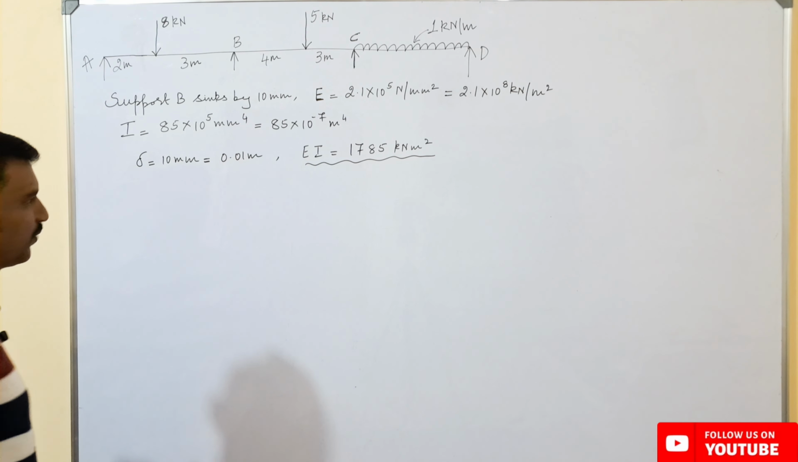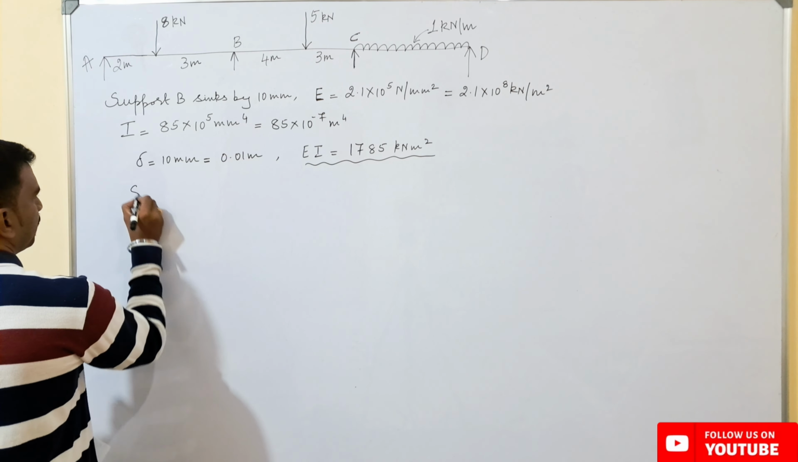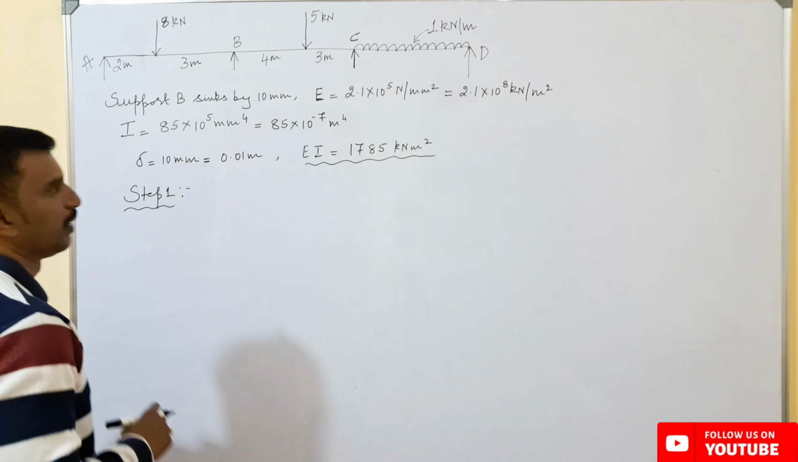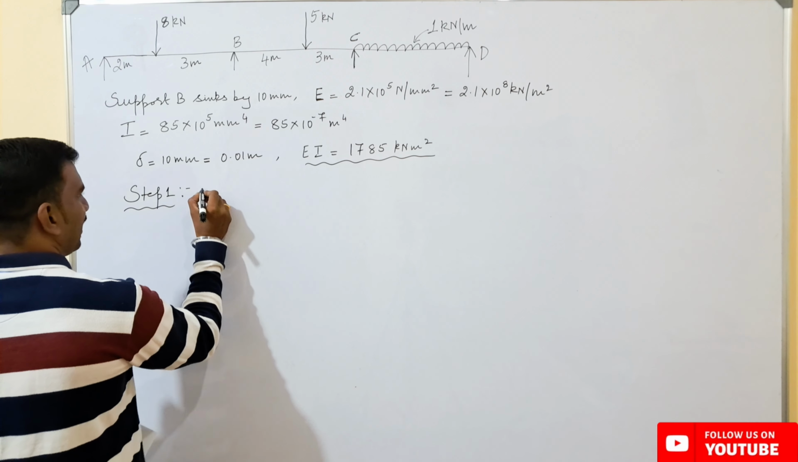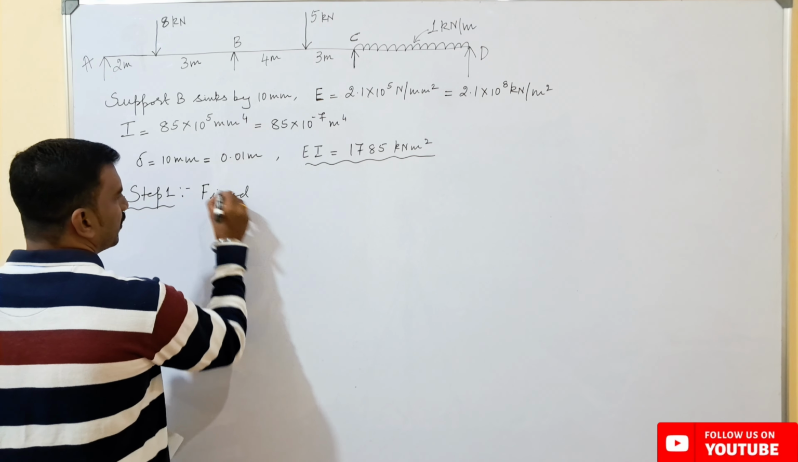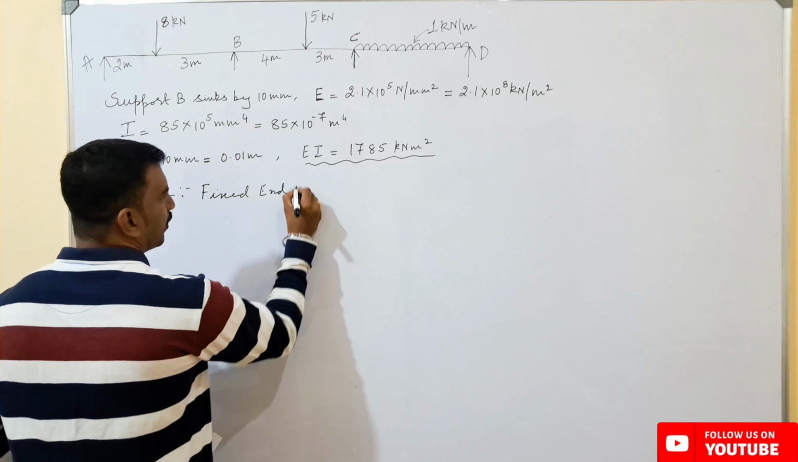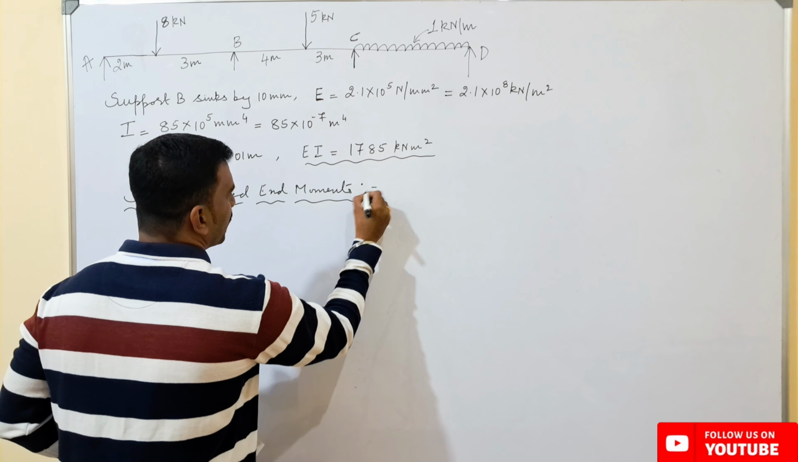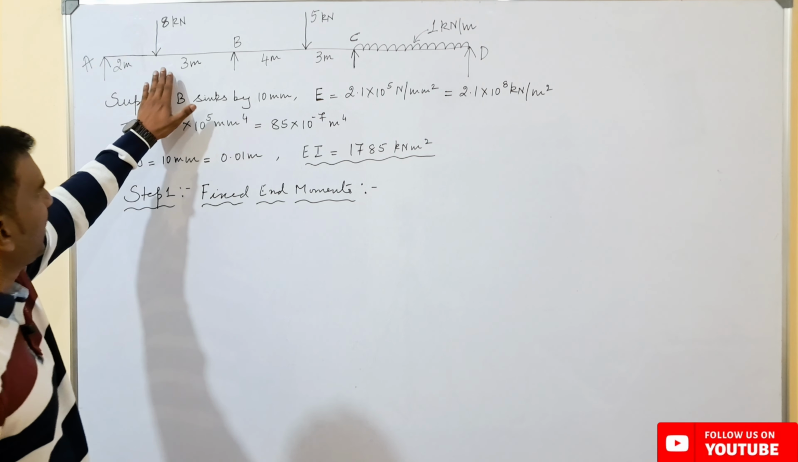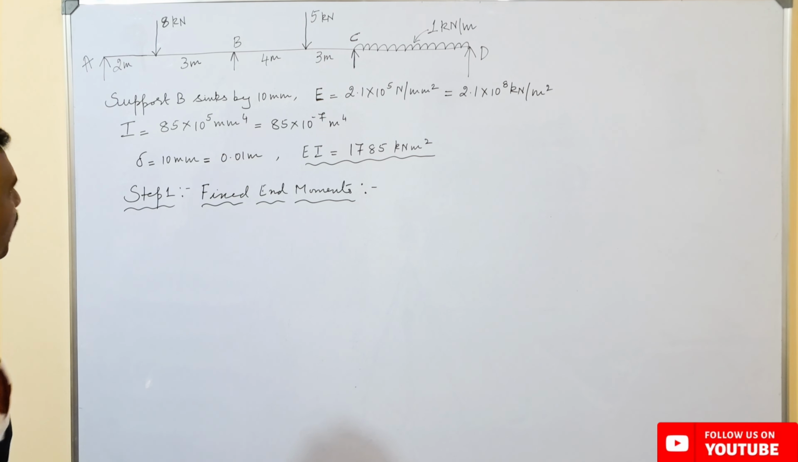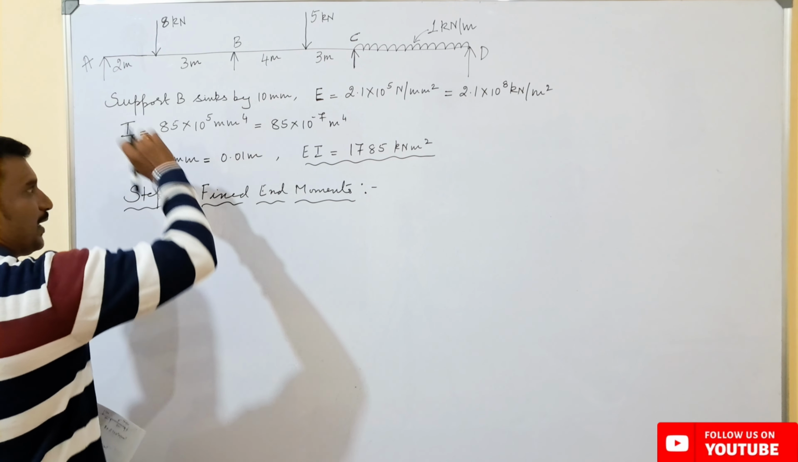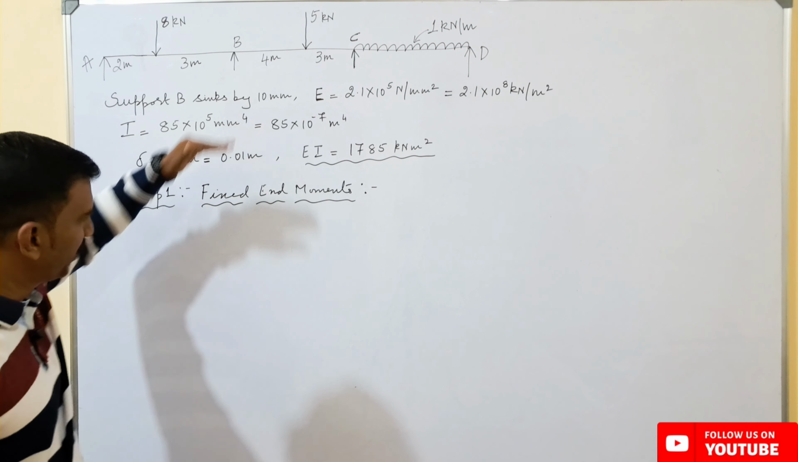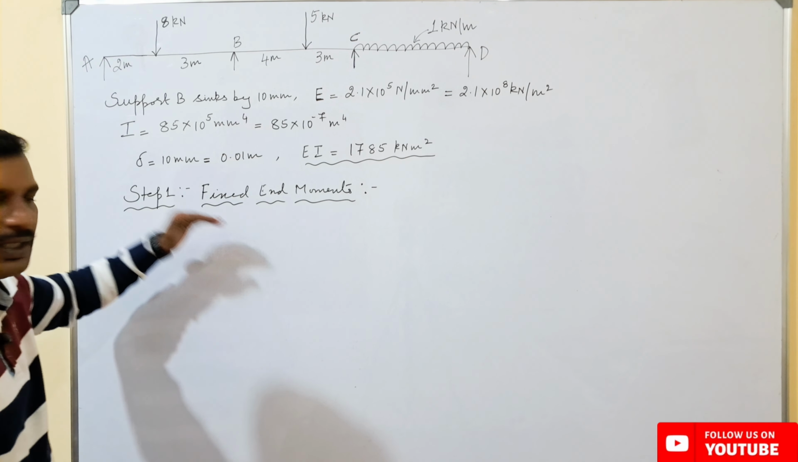So from our previous classes we know the first step for the Kani's method is to calculate the fixed end moments. See, if we consider the span AB here to find out the fixed end moment, support B is having a sinking of 10 millimeters. So this sinking of support, the effect also needs to be considered at this stage itself, where we are finding out the fixed end moment.